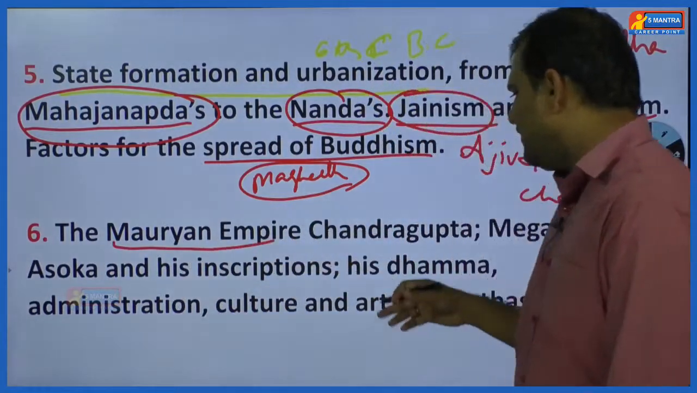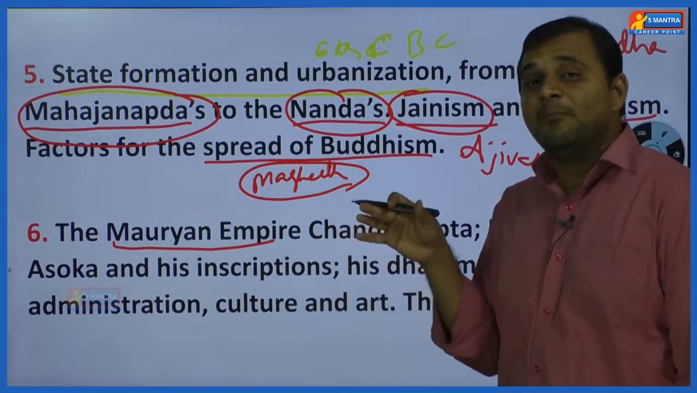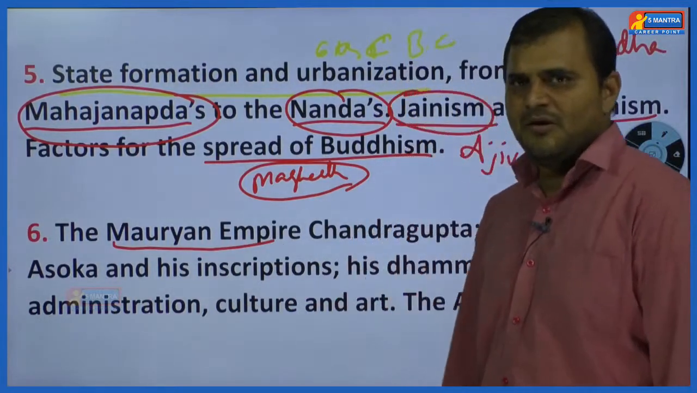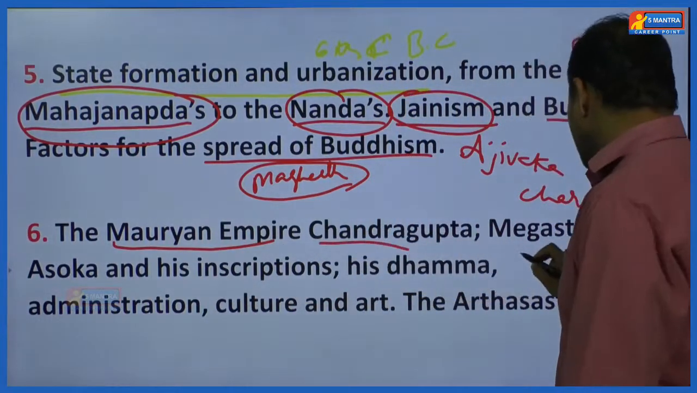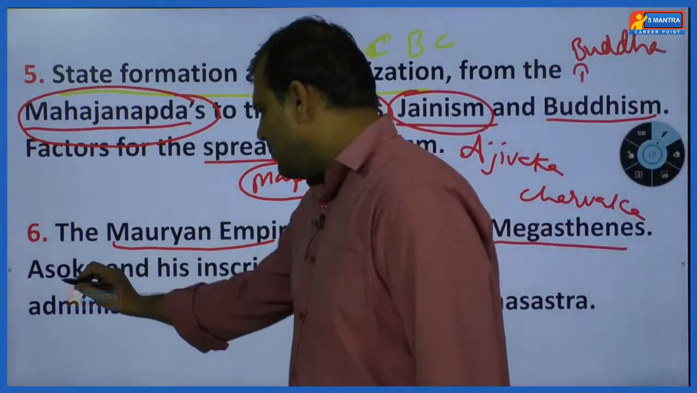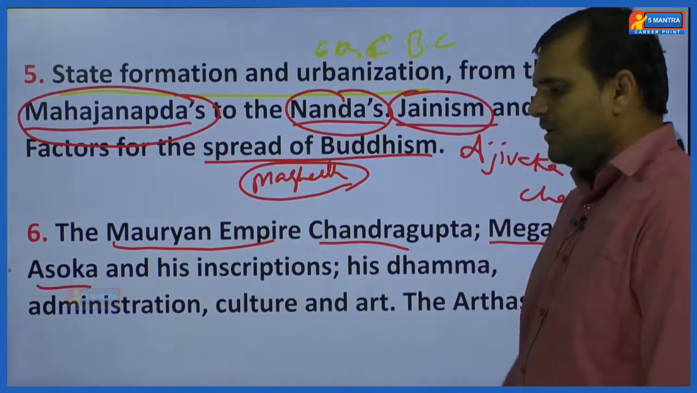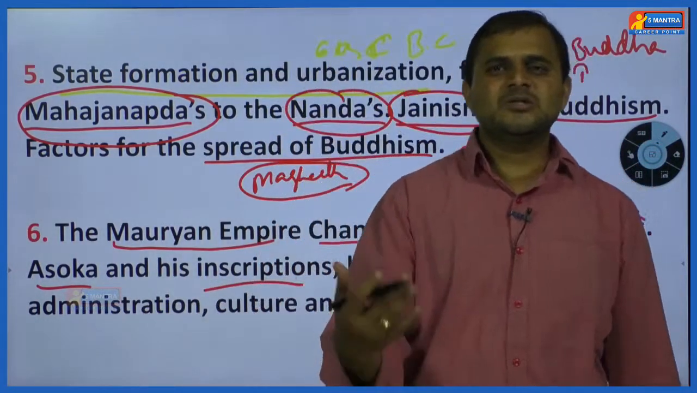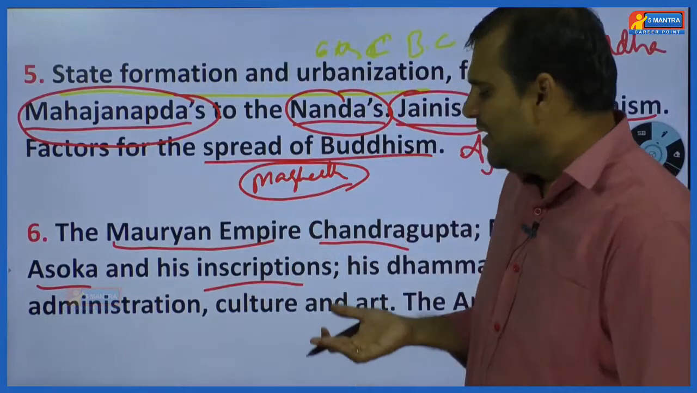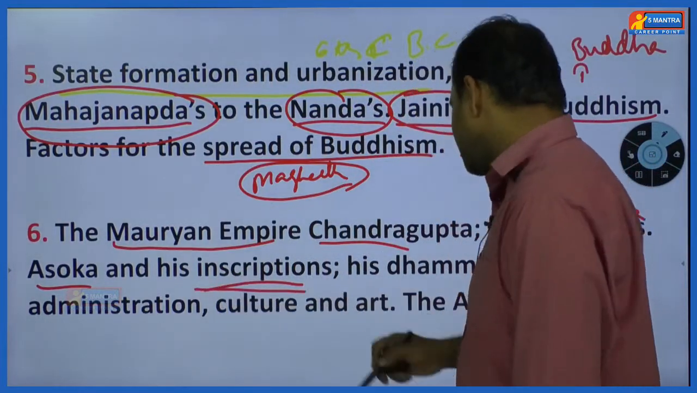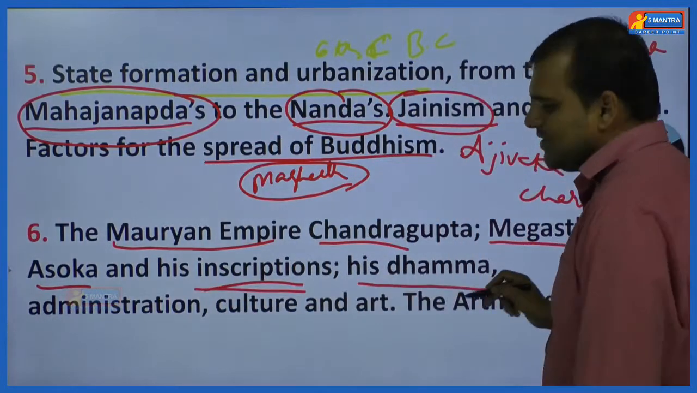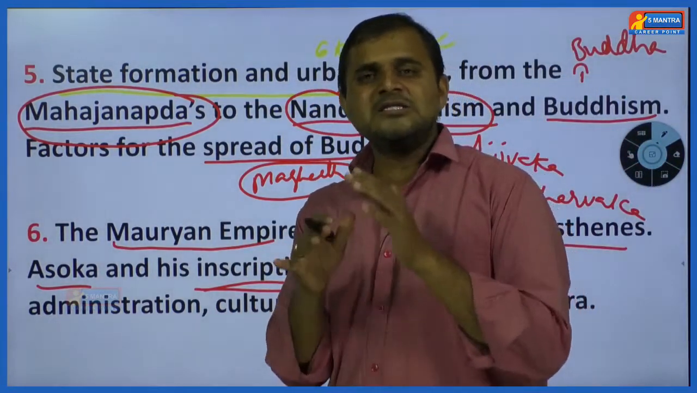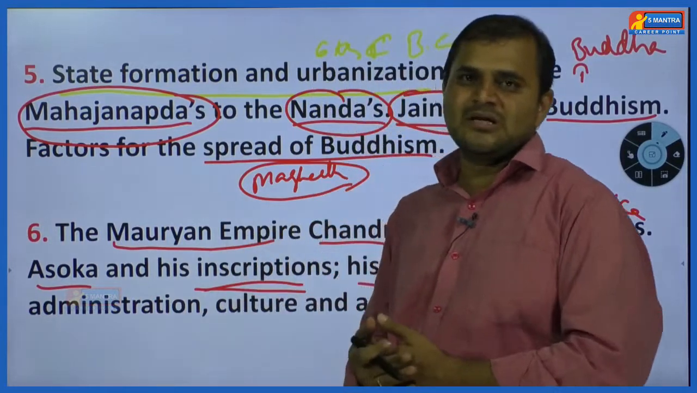And the sixth chapter was the Mauryan Empire, one of the important chapters. Definitely you will get one mark from the Mauryan Empire, about Chandragupta, Megasthenes or Ashoka. Ashoka's inscriptions: in Indian history, Ashoka was the first person to issue inscriptions. So Ashoka's inscriptions and Ashoka's Dhamma policy. The Dhamma policy is discussed in which inscriptions?